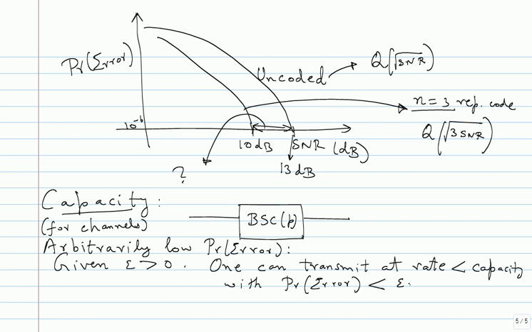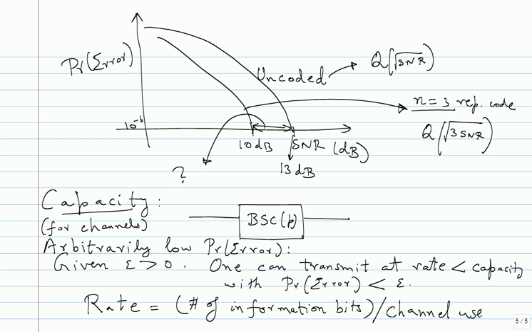So what do I mean by rate? For the binary symmetric channel, what do I mean by rate? Rate is measured in terms of number of bits transmitted per channel use. So that's the definition of rate: number of information bits per channel use. In one channel use, how many bits can I put out into the channel? For the BSC, one bit. I can put out one bit into the channel.